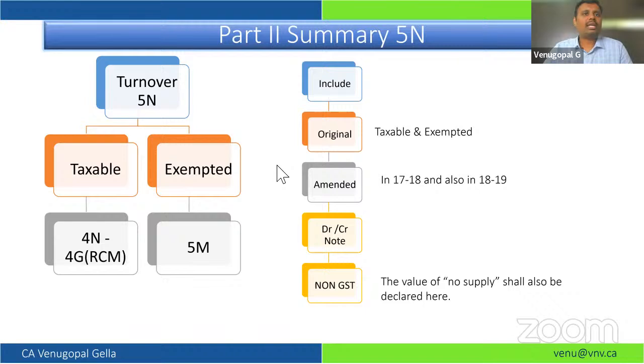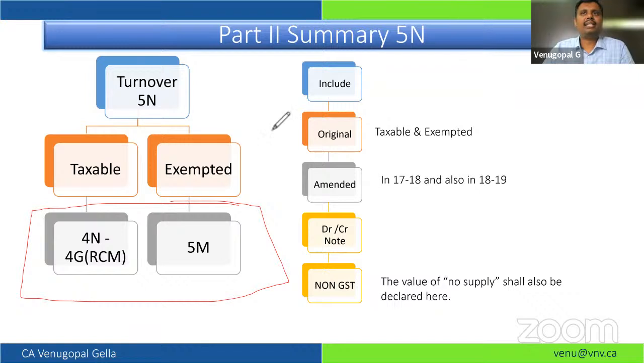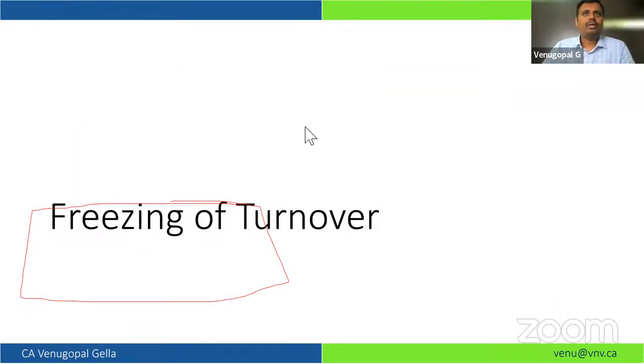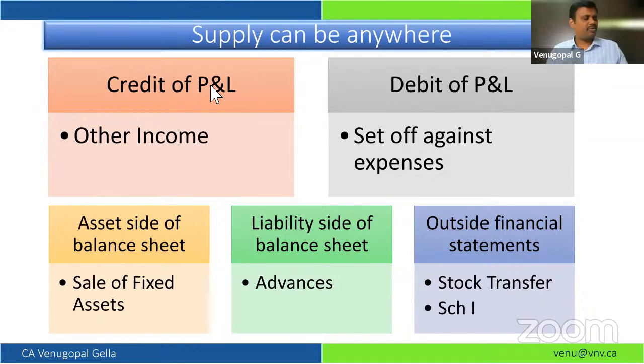The total turnover that I'll be reporting: taxable is there in my 4N, exempt is 5M. So before you file your GST return, please look at the values that are there in this, and then you file the return. So how do I freeze my turnover? From where do I get my turnover? Your turnover is all over in the financial statements.